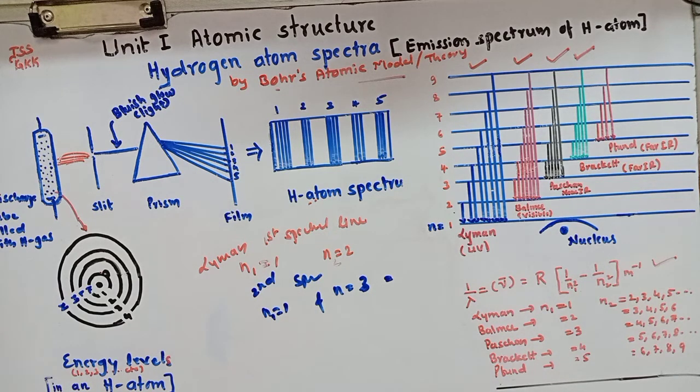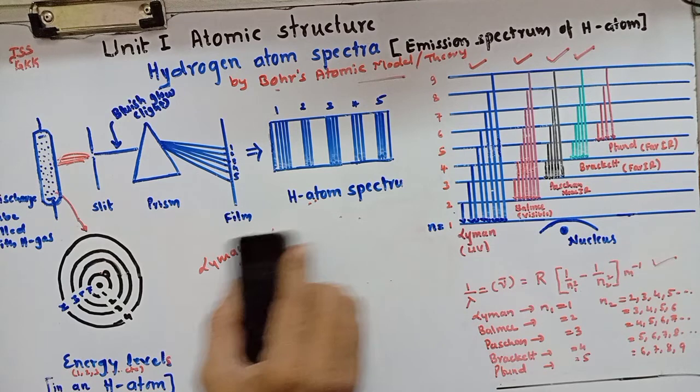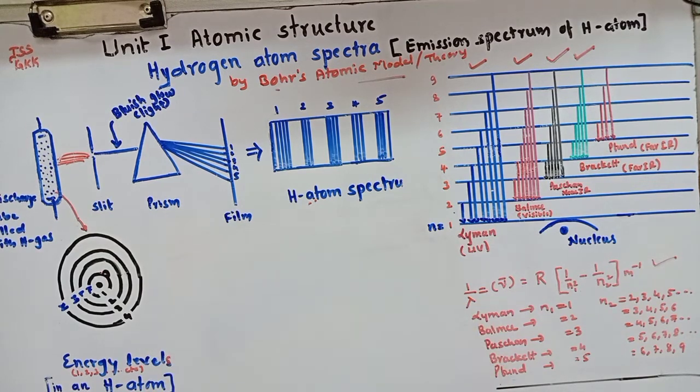Similarly, one can easily calculate, or Bohr has also calculated, the frequency of each spectral line in each series by substituting the n1 and n2 values as follows. For the Balmer series, if you want to calculate the frequency of the first spectral line, then we have to put n1 equal to 2 and n2 equal to 3. Similarly, for the second spectral line of the Balmer series, we have to put n1 equal to 2 and n2 equal to 4.